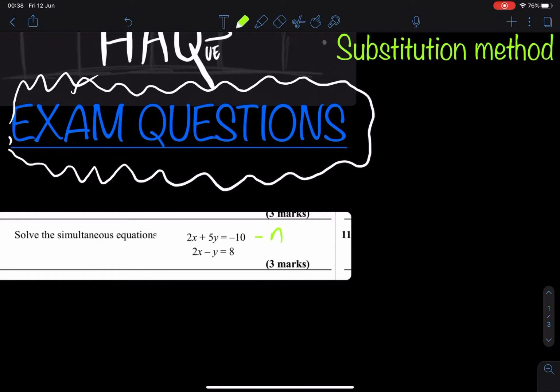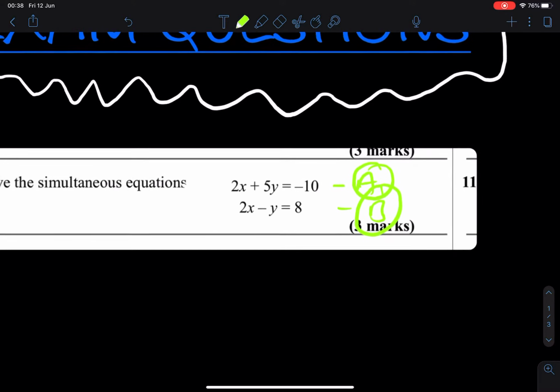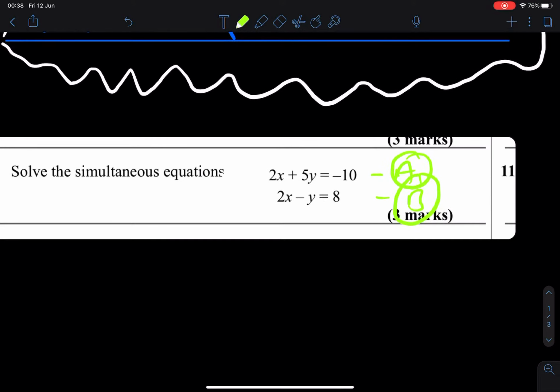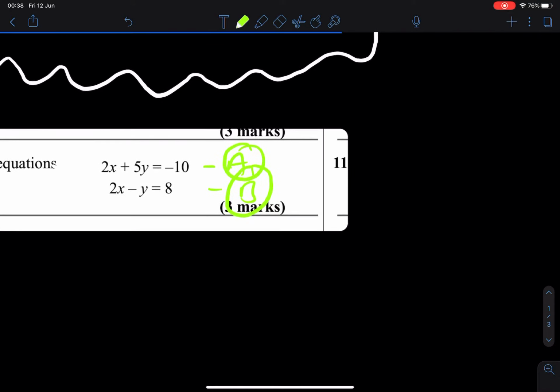Let me first label them. So A, B, and whichever one's easiest for me to make x or y the subject, I'm going to start off with that. Now I'm going to start off with B. So 2x minus y is equal to 8. I know to make y the subject, I can subtract positive 2x. So 8 minus 2x. And I do not want negative y, I want positive y.